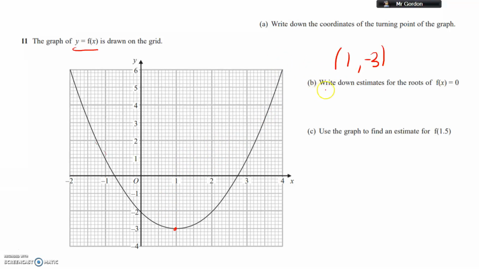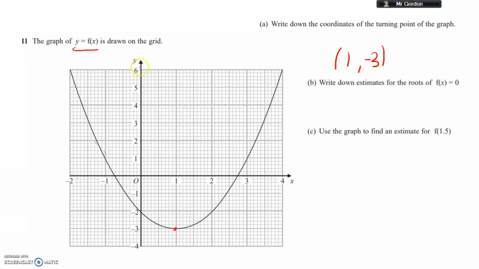Part B, write down the estimate for the roots of f of x. When does this graph equal 0? It's not talking about when the x values equal 0, it's talking about when the graph crosses the line y equals 0. You can see the y from our original equation has changed to a 0. When does y equal 0? When does the graph cross the line y equals 0, I should say.